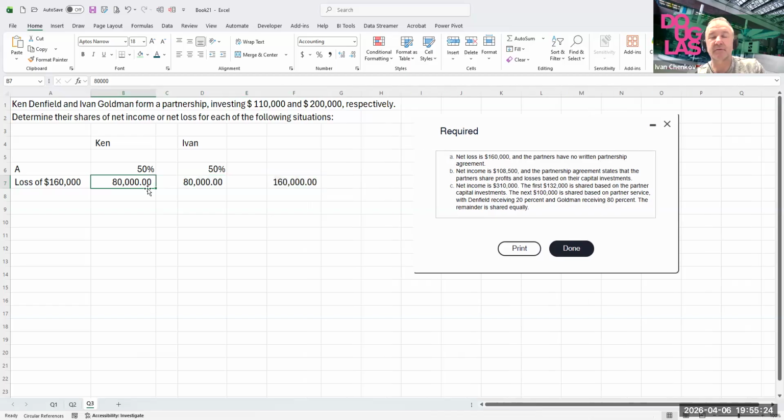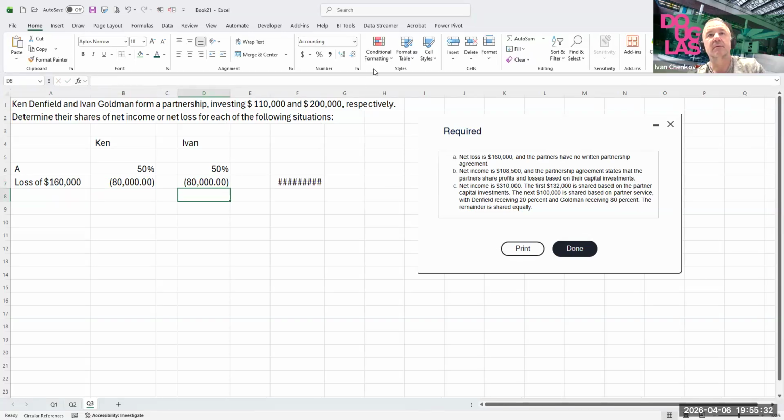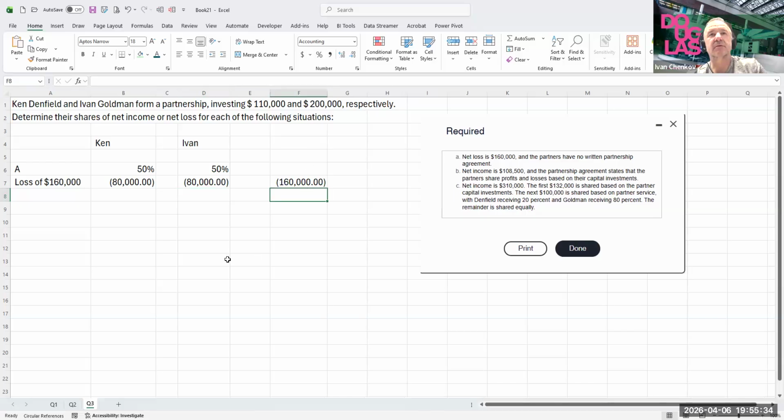Now it's positive, so let's make it negative. So it's going to be a loss. Here 80,000, and here will be another 80,000. So in total, a loss of 160. Scenario B. Let's go to scenario B. What's happened with scenario A, scenario B? Scenario B, net income, now we have income.